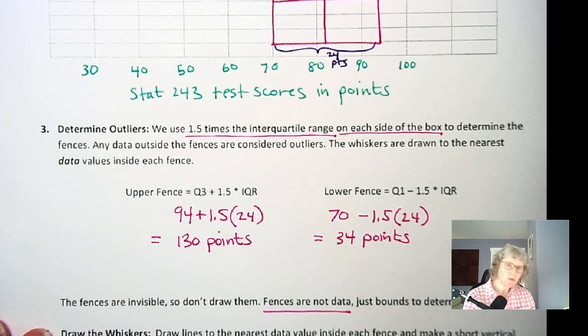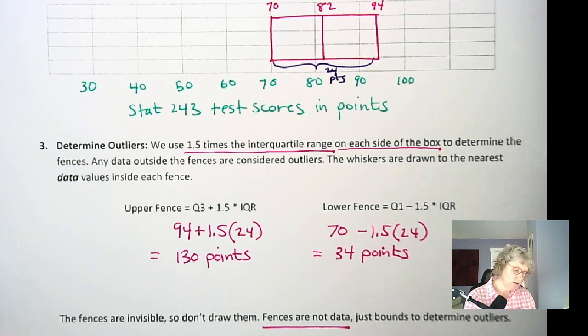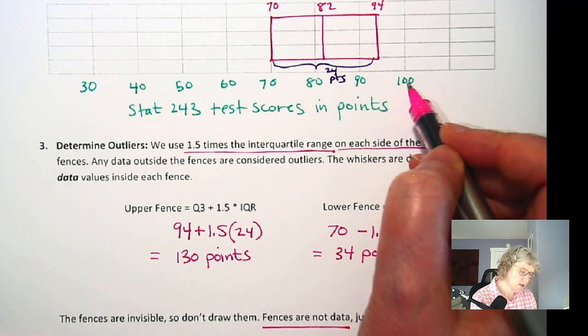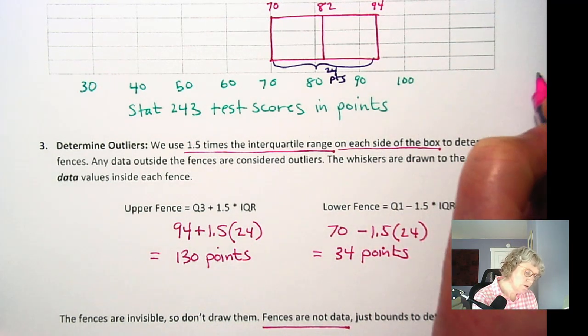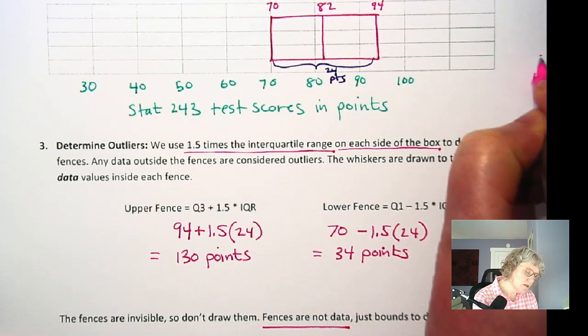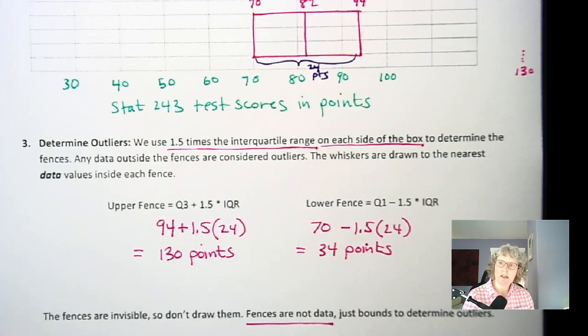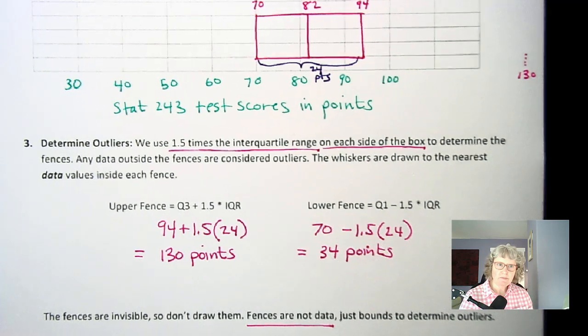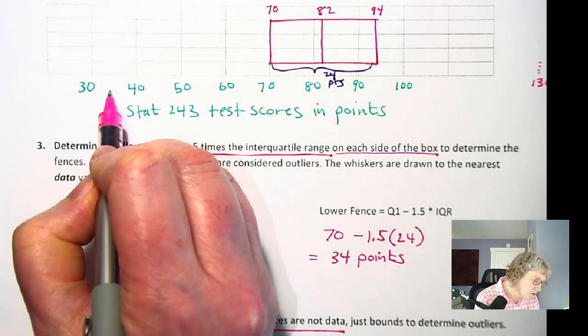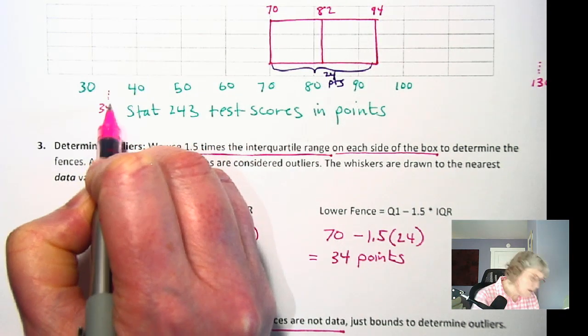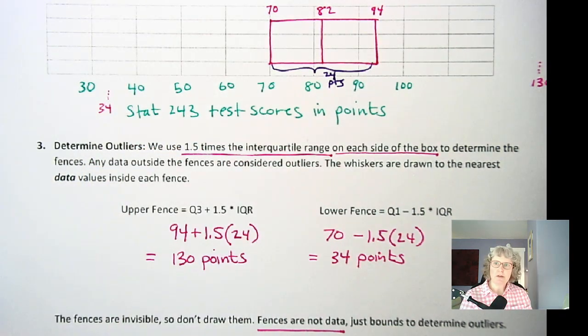Okay, so what you could do is just draw a little dotted line. 130 would be way over here, so I'm just going to draw a little dotted line. And then at 34, I'm just going to put a little dotted line, just for reference. It's not actually part of the graph.